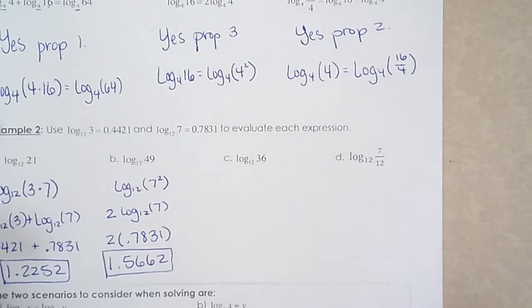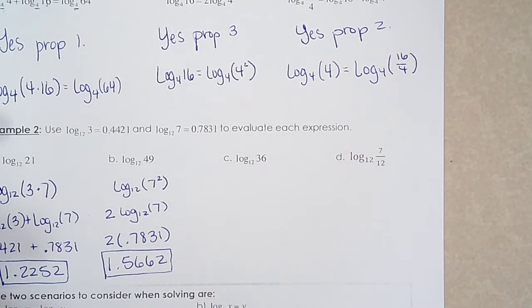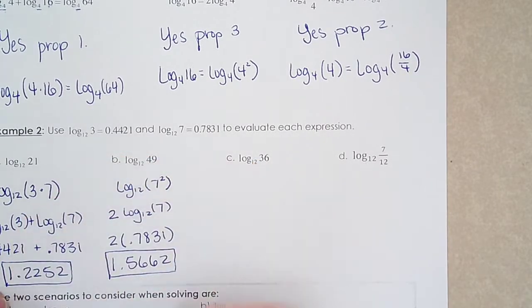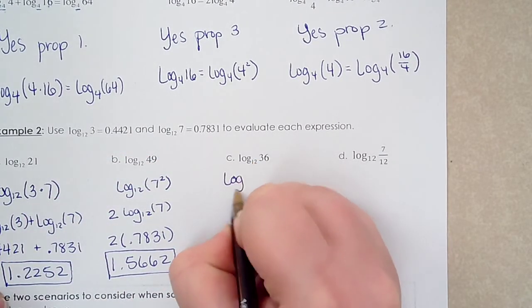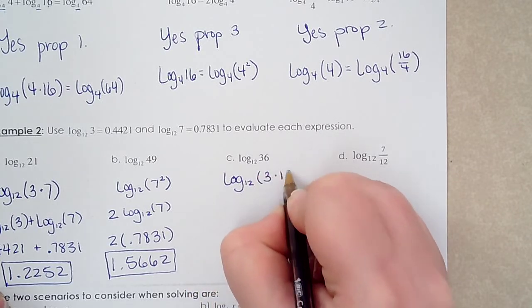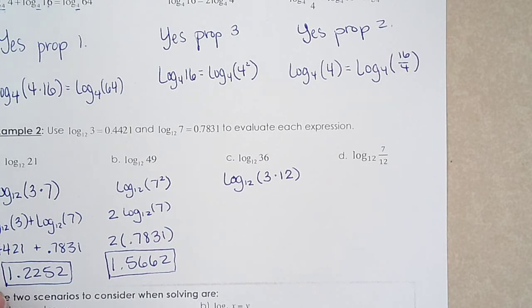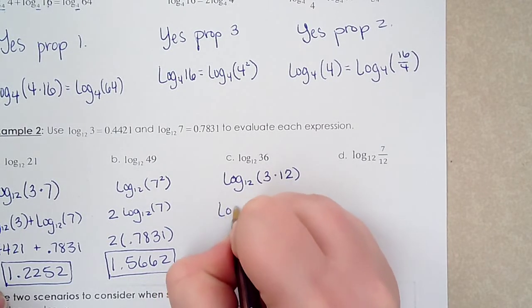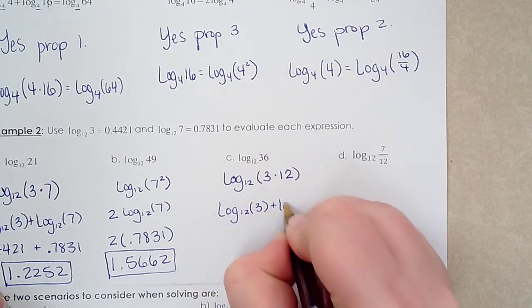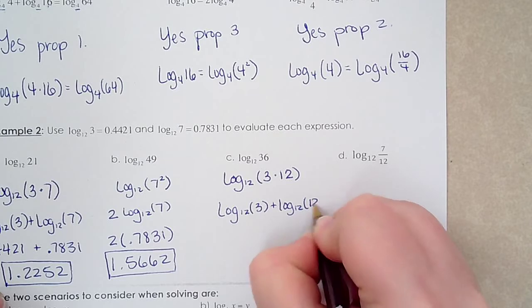Log base 12 of 36. How are we going to rewrite that one? Well, I don't see a 7 involved anywhere. I can't really divide by it or add anything to it. But I can use the log base 3 piece that it gave me to rewrite this log base 12 as 3 times 12. That helps me a little bit because then I can rewrite this as log base 12 of 3 plus log base 12 of 12.